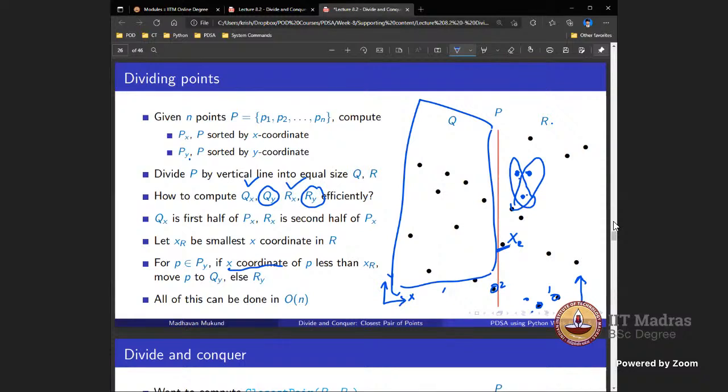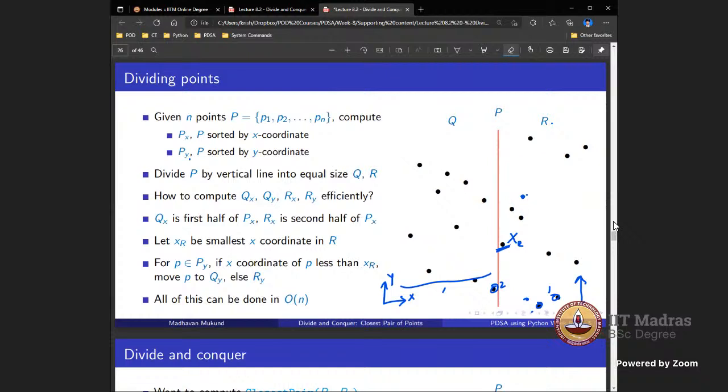Okay, now I got it, sir. Thank you, sir. The vertical separation is done by Y sorting. Right. Okay, sir, now could you explain the merging process? The splitting is clear.